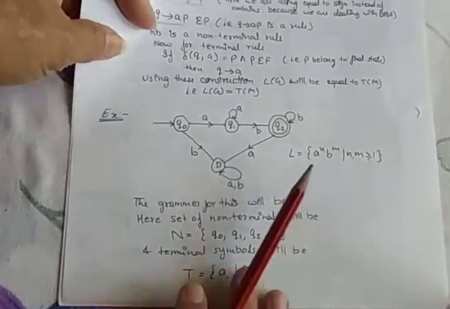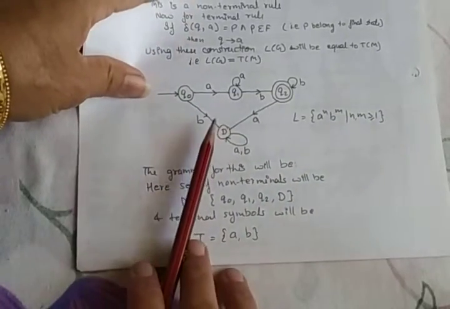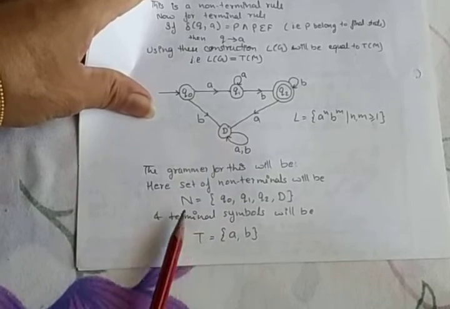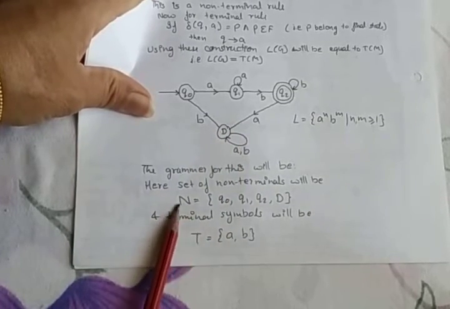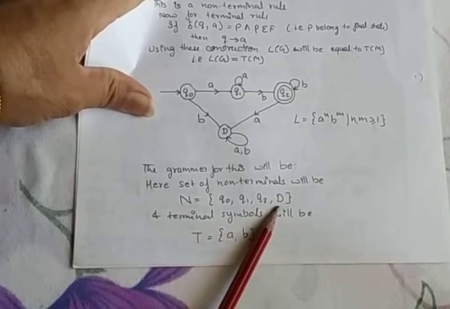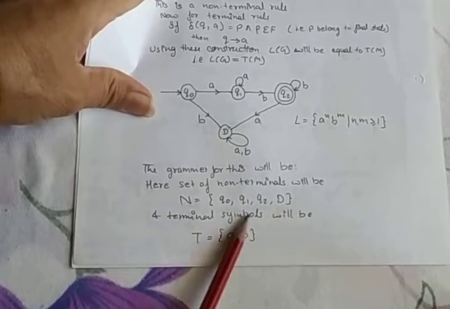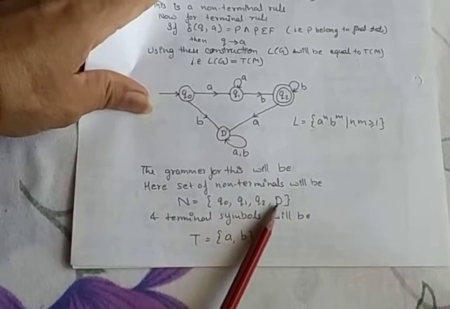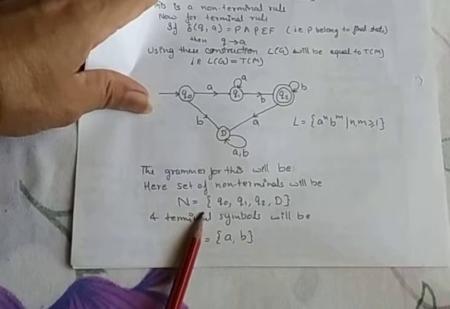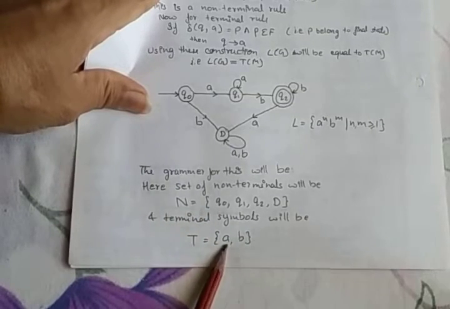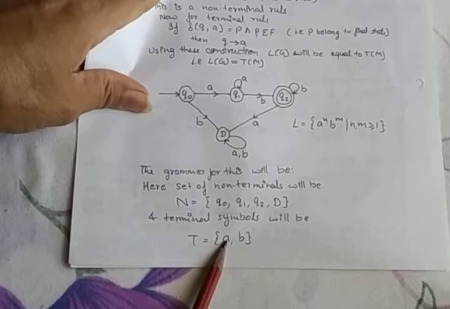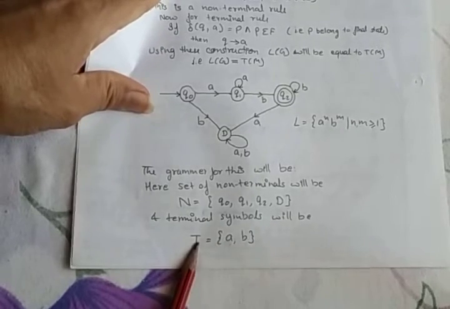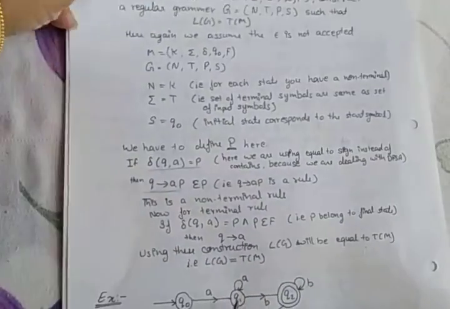Now, this is the automata. We need to construct the grammar. So the non-terminals will be the total number of states. Now how many states are there? Q0, Q1, Q2 and D. So all of these states will represent the non-terminals. Input symbols, what are the input symbols here? A and B. So input symbols will become terminals, terminal symbols, T.